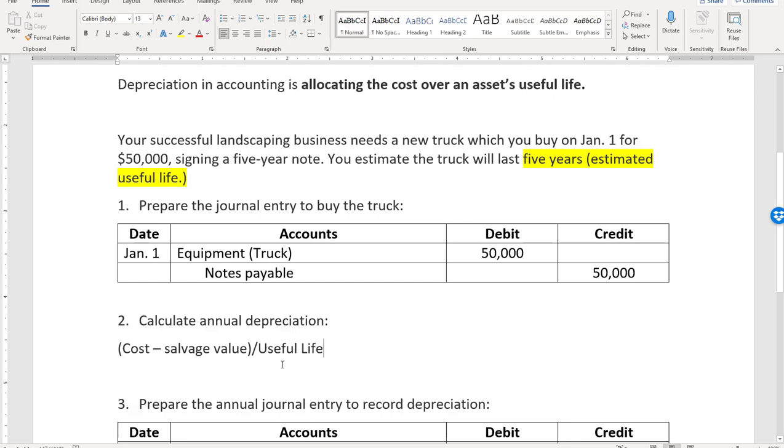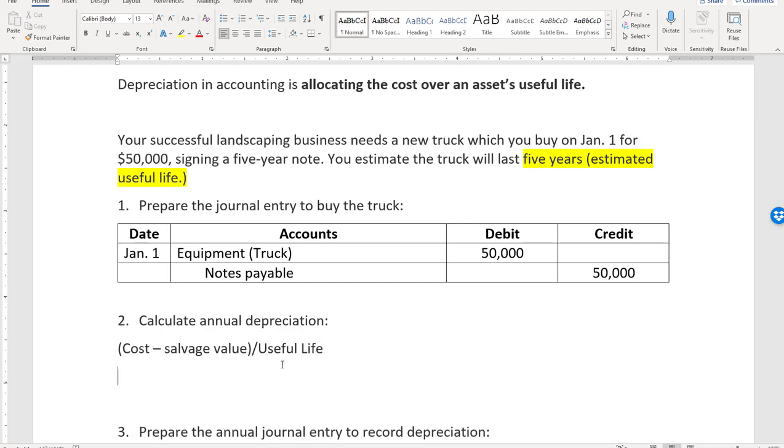Okay, so we don't have any salvage value here. A salvage or residual value would be how much the truck would be worth at the end of its useful life, but we don't have that here. So we're assuming the salvage is 0, and at the end of 5 years, the truck is not going to have value anymore. So we're going to take our $50,000 and divide it by our useful life, and that gives us $10,000 annual depreciation. Each year we're going to record $10,000 in depreciation.